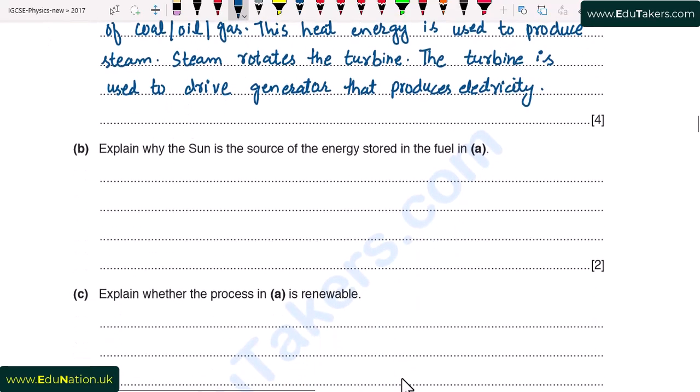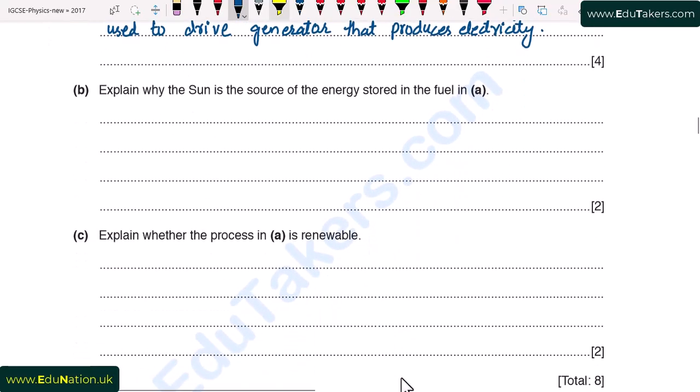Going towards the next part B, explain why the sun is the source of energy stored in the fuel in part first. So here we have to explain why the sun is the source of energy. So first of all, the chemical energy stored in the plants or animals million years ago, and this energy is stored due to the sun. All the underground plants and animals are a main source of this fuel. Today even the sun is the main source of energy for the plants and living things to grow.